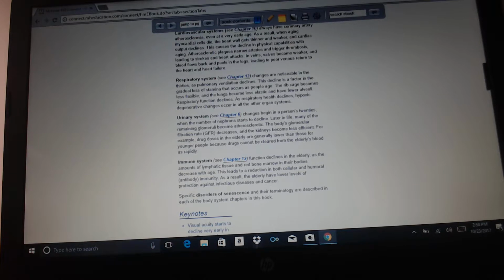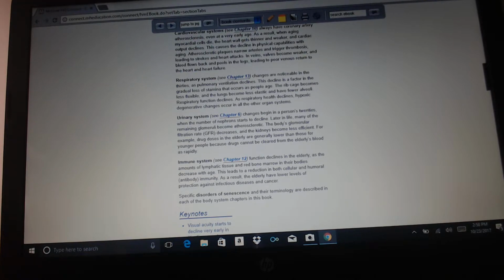Respiratory system changes are noticeable in the 30s as pulmonary ventilation declines. This decline is a factor in the gradual loss of stamina that occurs as people age. The rib cage becomes less flexible and the lungs become less elastic and have fewer alveoli. Respiratory function declines. As respiratory health declines, hypoxic degenerative changes occur in all the other organ systems.